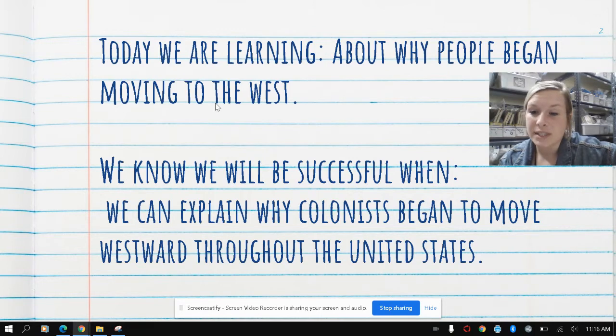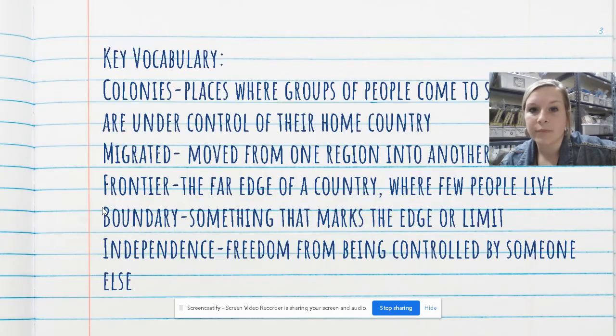The United States did not always used to be as populated as it is now, and when people came and settled, they settled on the East Coast. So we had to move all the way through, so even some of the people that started living in Kansas and all of those other western states. Today, we'll know we'll be successful when we can explain why colonists began to move westward throughout the United States.